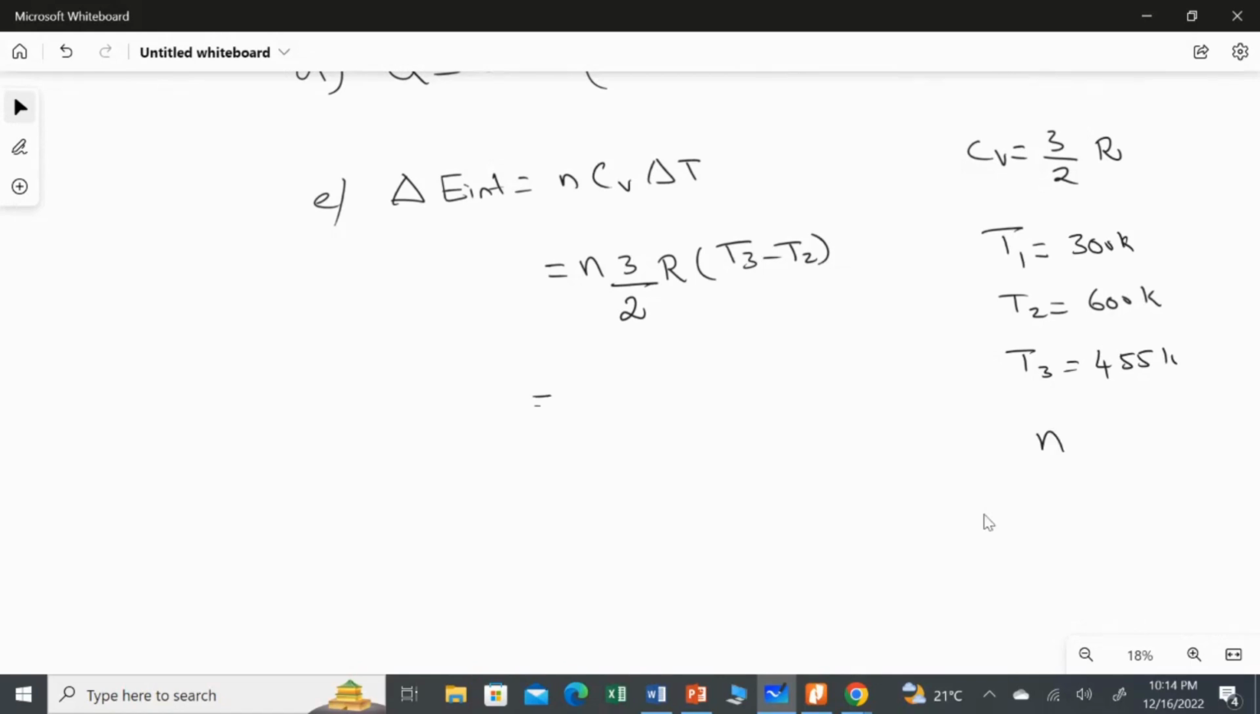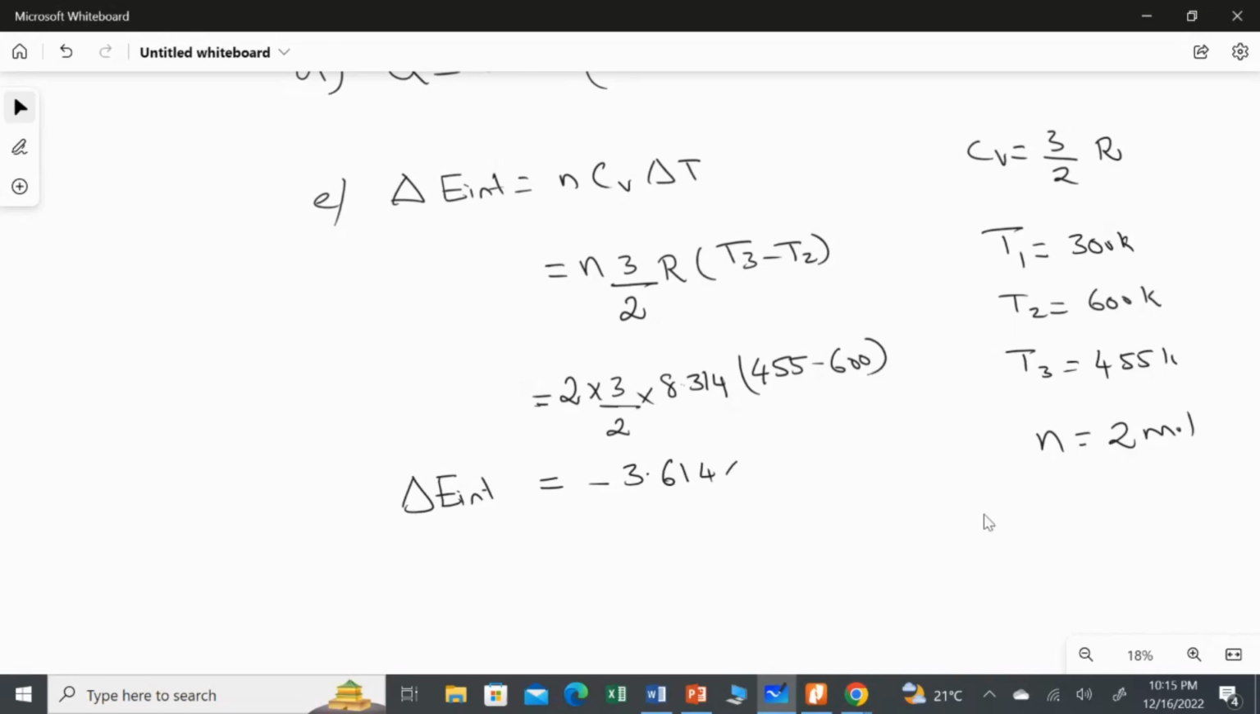So I'm going to substitute the value now. So what is the number of moles? The number of moles they mentioned, it's 2 mole, right? So let's substitute the value here. So 2 multiply 3 over 2 multiply with the gas constant 8.314 multiply with T3 minus T2. What is T3 here? 455 minus 600, right? Okay. Now I am going to calculate the answer for the change in internal energy. The answer I got for this part is minus 3.614 multiply 10 power 3 joules. So this is the answer for the E part. Clear?